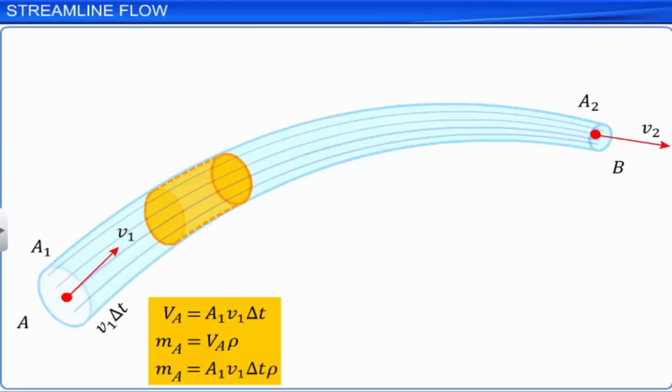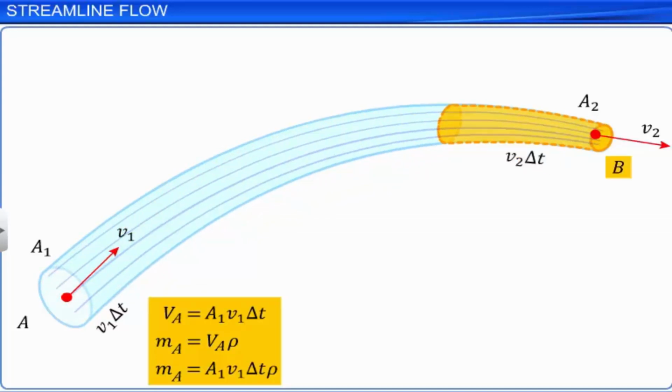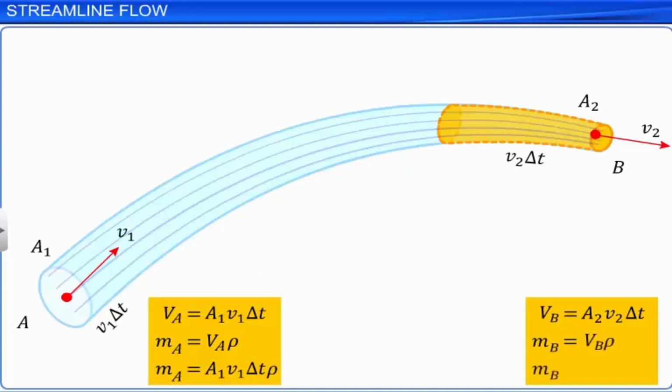Similarly, consider a small cylinder of length V2 delta t at the end B. Then, the volume of the fluid, VB, going out of the tube through the cross-section at B in the same time delta t is A2 V2 delta t. Hence, the mass of the fluid, mB, leaving the tube at B in the same time delta t is A2 V2 delta t ρ. As the fluid is incompressible, its density remains constant.